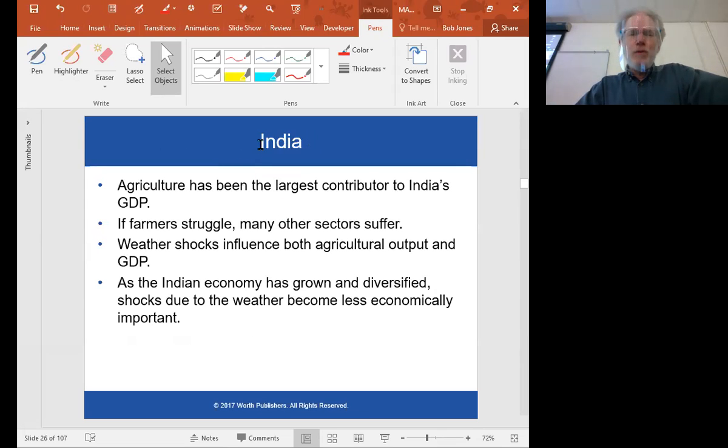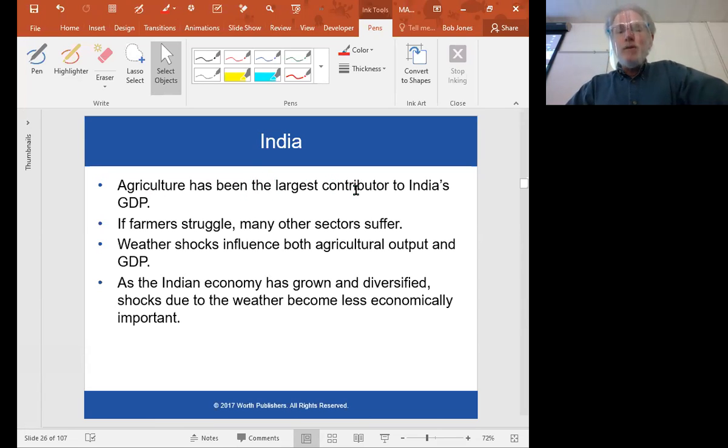There's one example from India. Their economy has been largely agricultural based. That was certainly true for the US back in the 19th century. Today, agriculture is still important, but as a percentage of the whole economy, it's dramatically less important. So it's interesting to look at India.